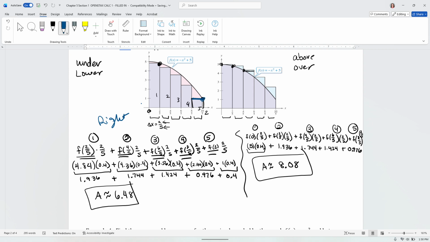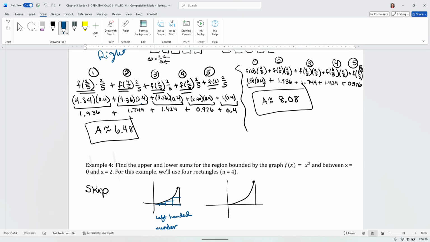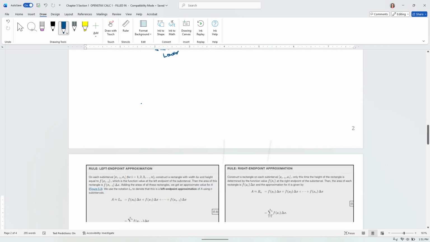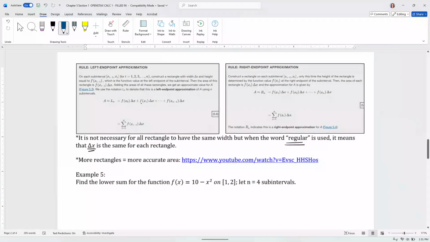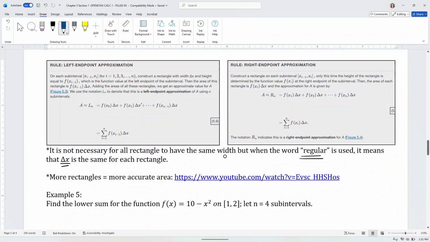And I will say, ours was strictly decreasing the whole time. If your graph is decreasing and then increasing, you will have some under, some over if you do a left-handed or a right-handed. So unless it's consistently decreasing or consistently increasing, you're not guaranteed over or under, okay? So, all right. This part of our notes is just saying that we can do lowers or uppers, or we can do lefts or rights, and they're not guaranteed to be consistent, okay?